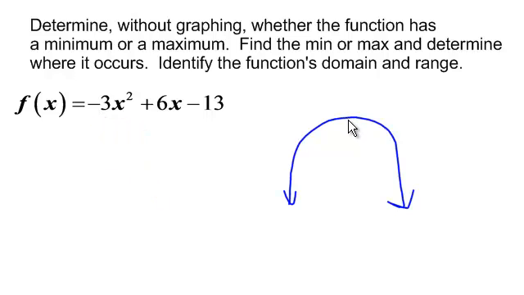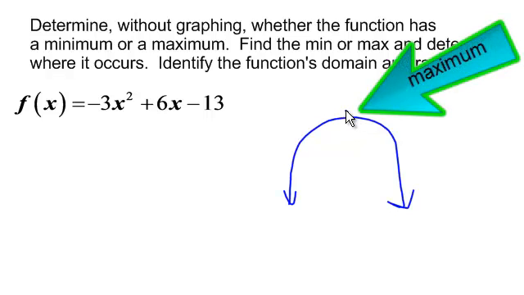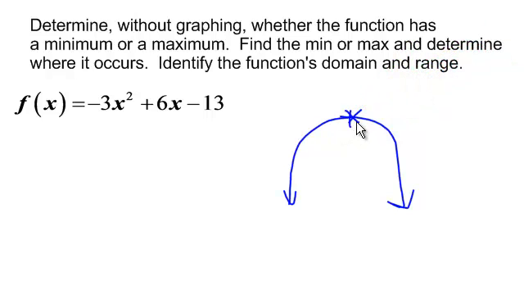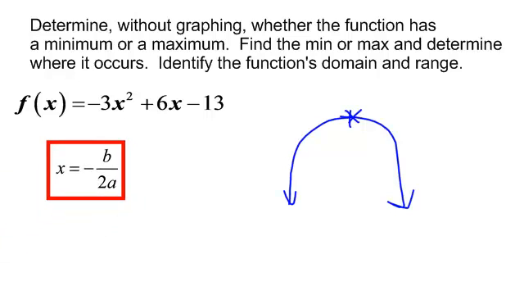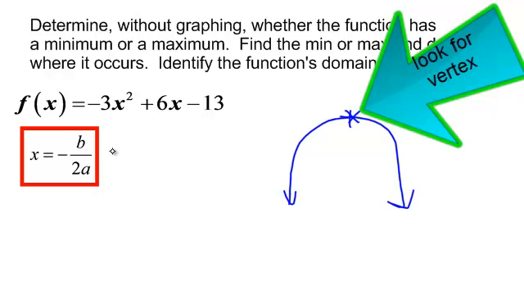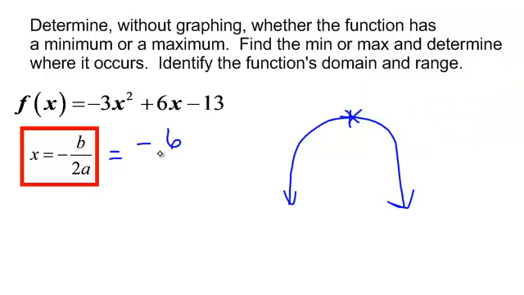Well, since this opens down, I know that I will have a maximum value. And remember, the max or the min occurs at the vertex. So I want to know, what is this vertex? In order to find the vertex, when your function is in this form, you will let x equal negative b over 2a. So that will equal negative b, which is 6, over 2 times a. A is negative 3. So we will get negative 6 divided by negative 6, which is positive 1. The x of my vertex is 1.